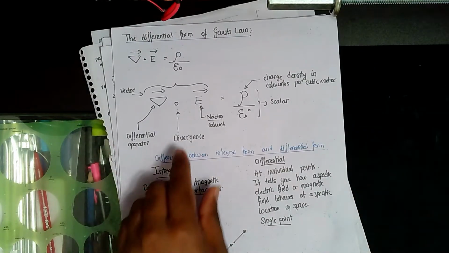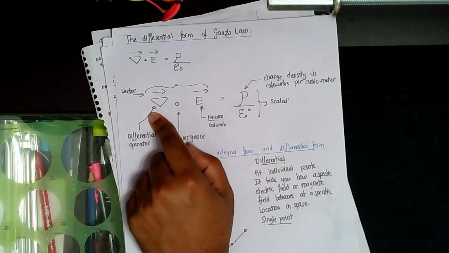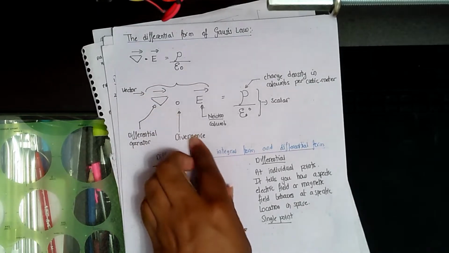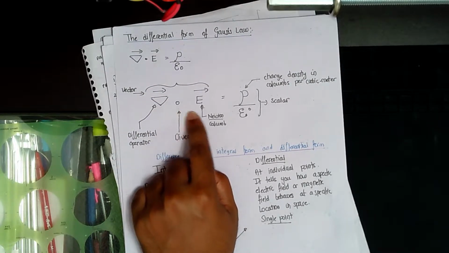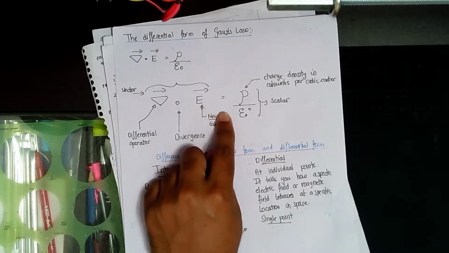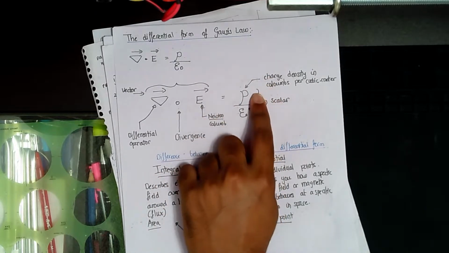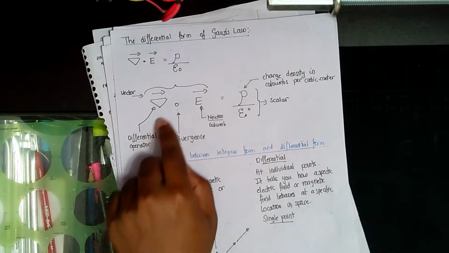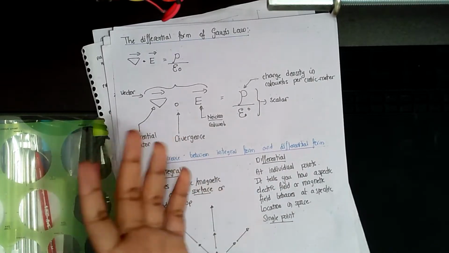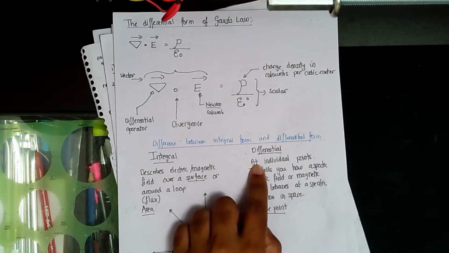In today's video, we're going to talk about the differential form, which is basically taking the derivatives. Here we have the differential form: the divergence of E, the electric field, is equal to the charge density, in coulombs per cubic meter, divided by the permittivity of free space. Now, what is the actual difference between the integral form and the differential form?